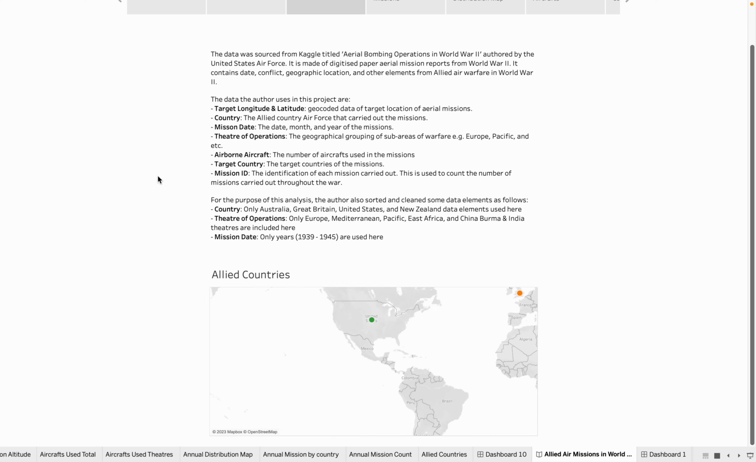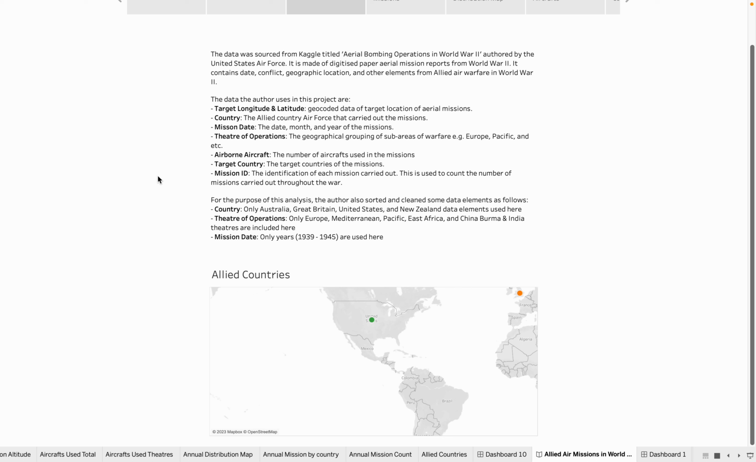So the data was sourced from Kaggle, titled "The Aerial Bombing Operations in World War II," authored by the U.S. Air Force. So it's a very good data source. It's actually not just the aerial bombing operations, but also included all air missions in World War II. Now, the data that we use in this project are going to be target longitude and latitude. That is the geocoded data of target locations of the air missions.